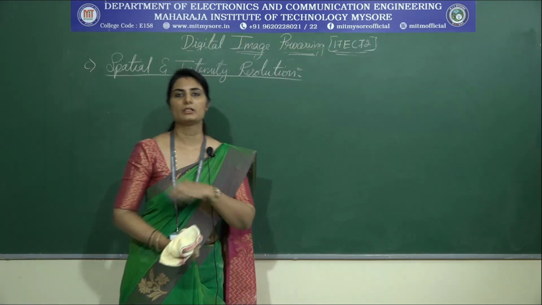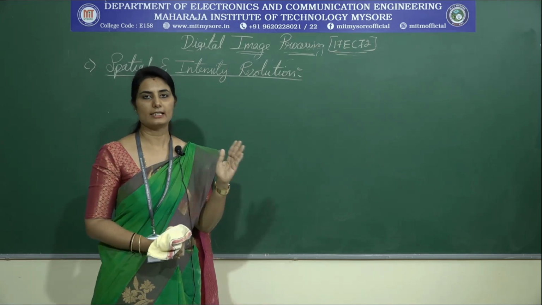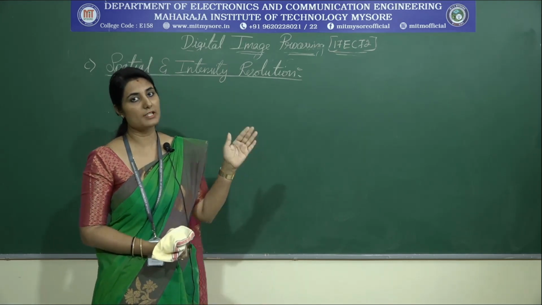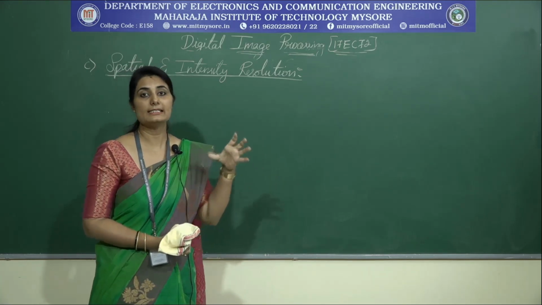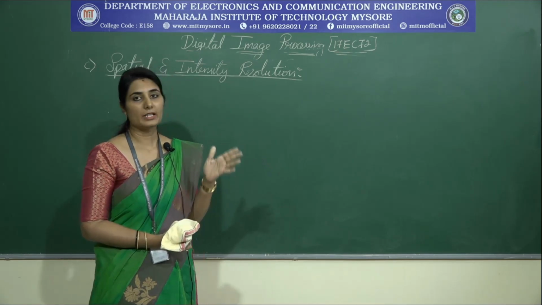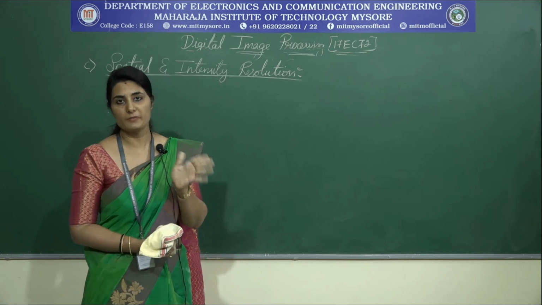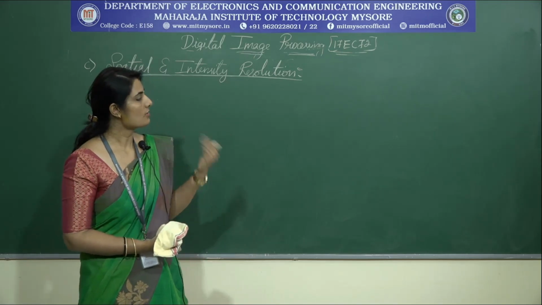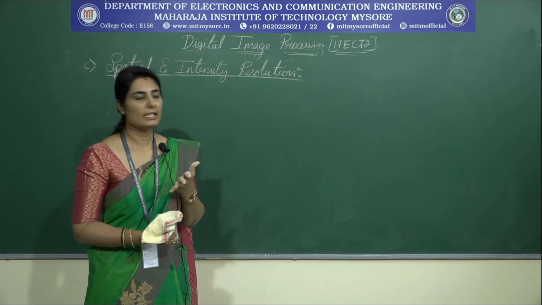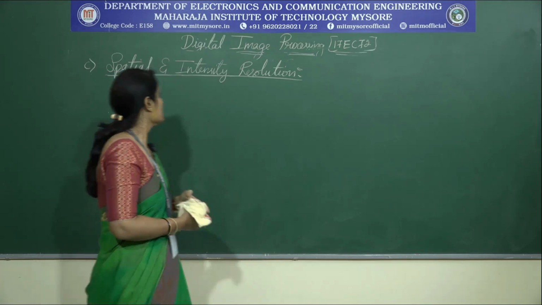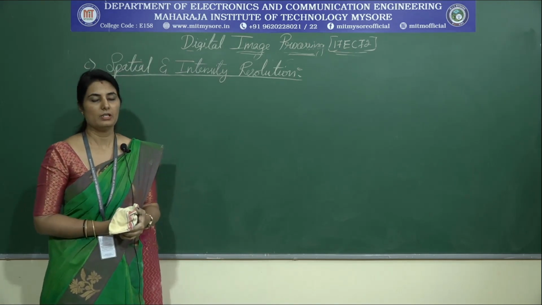So now we understood the concept of sampling and quantizing, that is, how to convert an analog image into a digital image. Then we understood how to represent these digital images in the form of arrays, what the three different types of representations are, and also how to find the number of bits required to store the image. So next is spatial and intensity resolution.